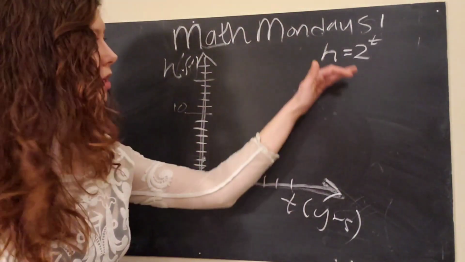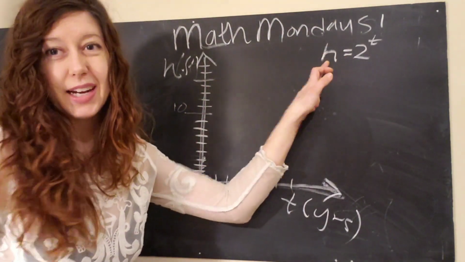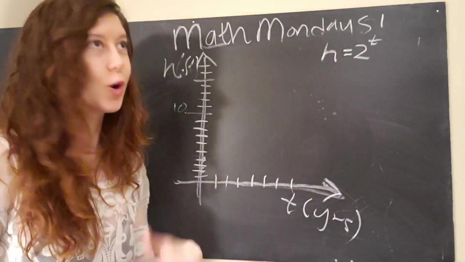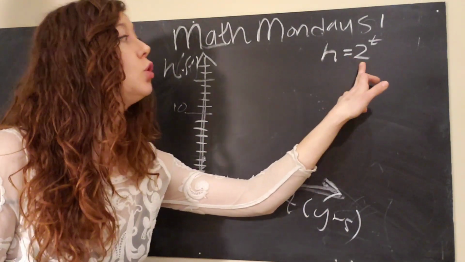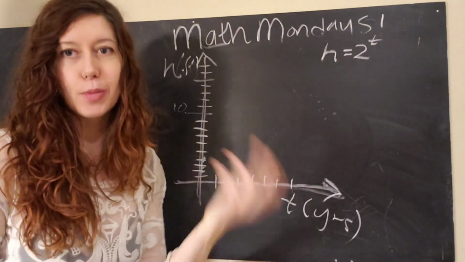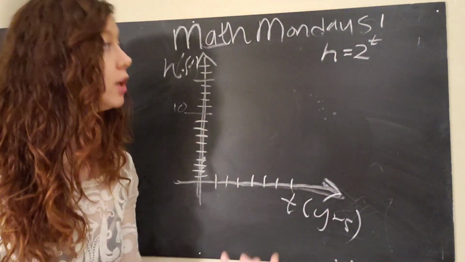So what this equation is saying is that my height, let's just assume it's me, why not? Or our height, there we go. Our height equals 2 to the t, and remember, t is time in years.